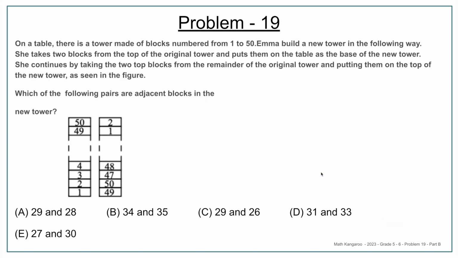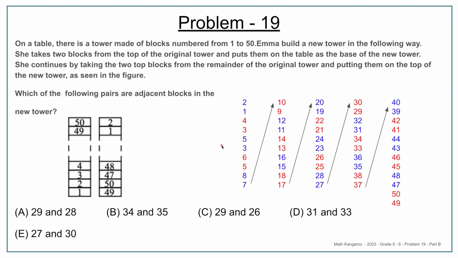So we have this tower, and now we have to find out some of the adjacent blocks. I have built up this tower for you. So we have 50, 47, 48, 46, 45, 44, 43, 42, 41, then 2, 1, it goes from here, and from 7, 10, it goes from here, and this is the way it goes. Now let's look into each and every option.